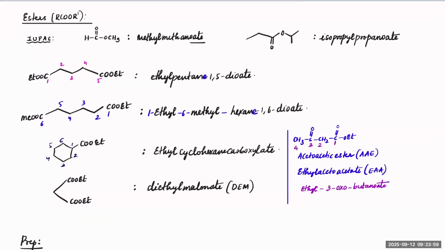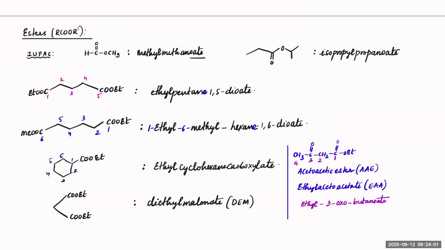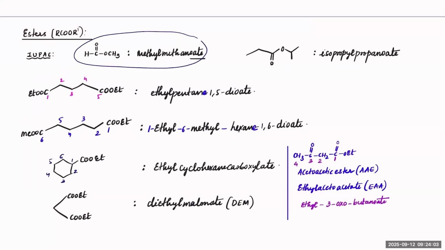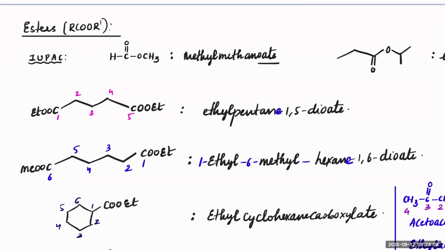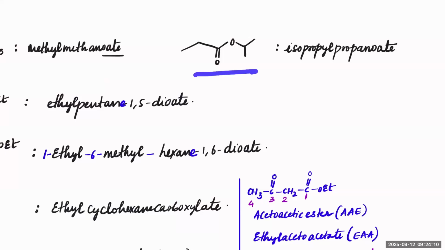When it comes to esters, the IUPAC name of the esters. First thing you need to realize is how it is to be written. Every time you have a carboxylate group like this, the first thing you will read out is what is present on the oxygen. That should be written first without any numbering on it.